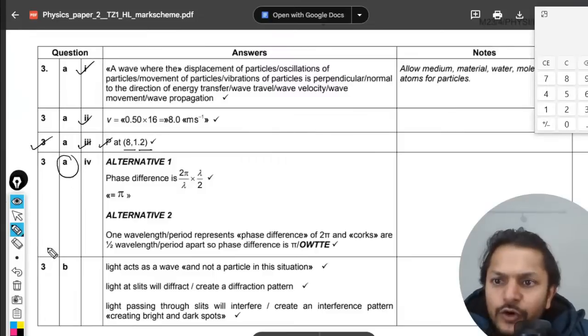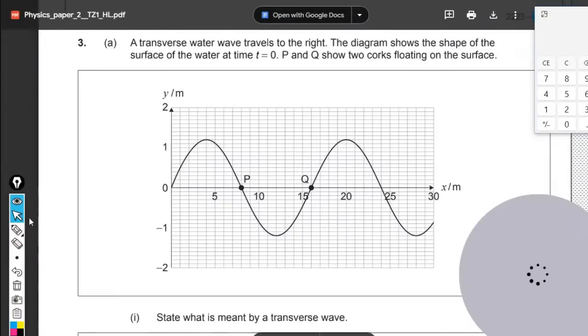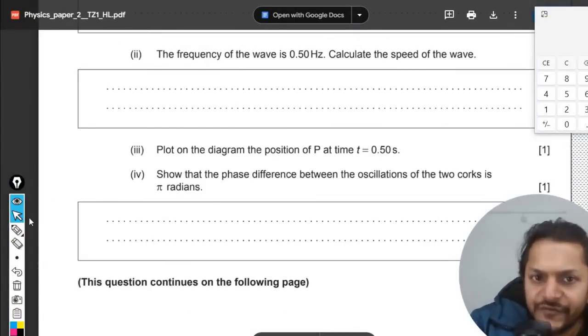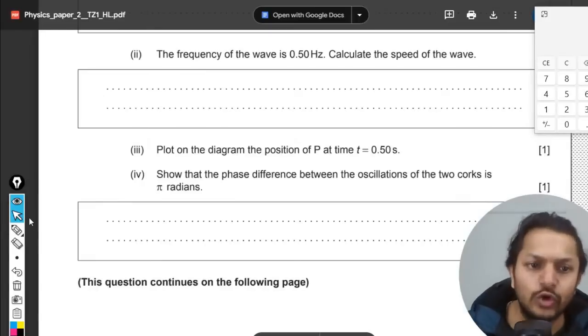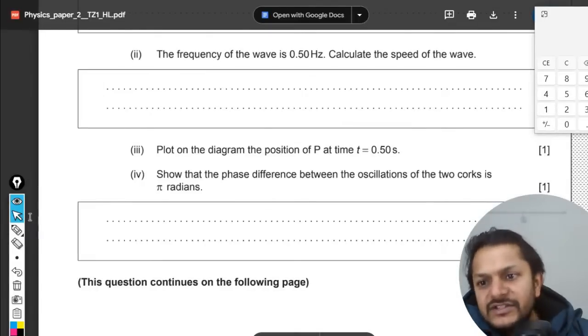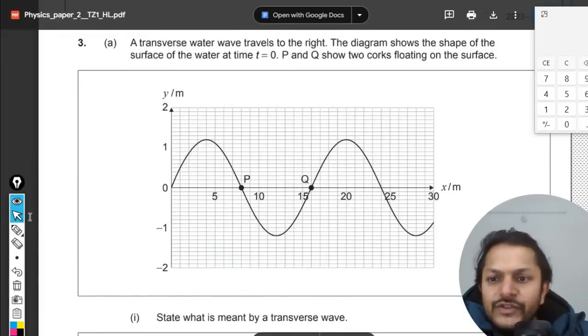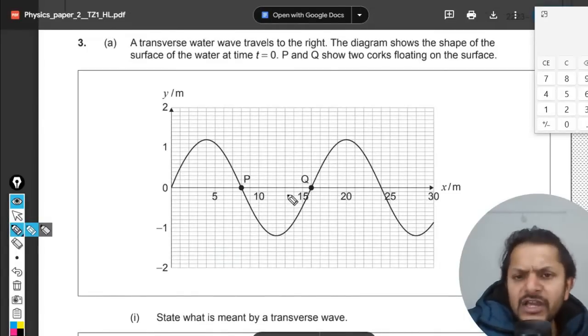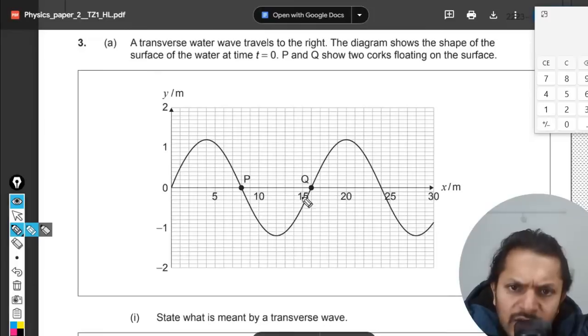Now we would be going for A4. Show that the phase difference between the oscillations of the two particles is pi radians. Okay, so the phase difference is pi. We have to prove this for the points P and Q. How are we going to do that now? So phase difference.